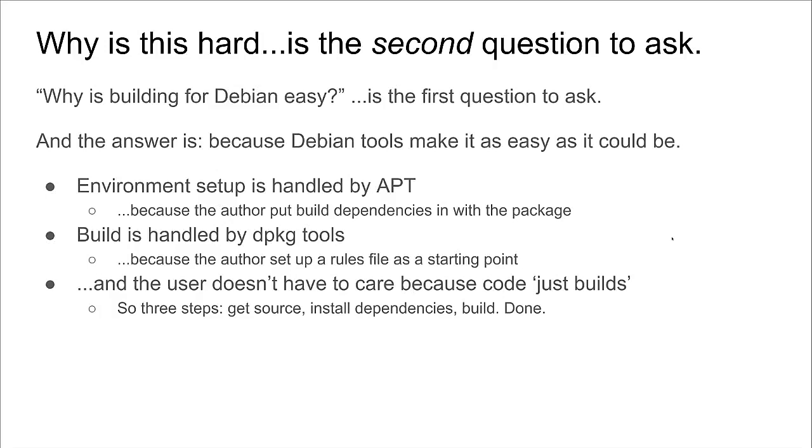Your environmental setup is handled by apt, because the author who wants you to build their code put build dependencies in it with a package. Build is handled by the dpkg tools because the author set up a rules file as a starting point, and thus the user doesn't have to care because this just builds with the same set of steps for everything. Three steps: get your source and install your dependencies, and you build. You're done.